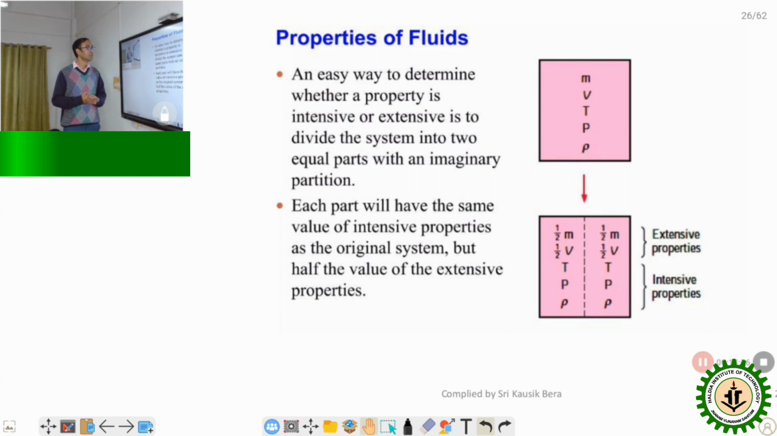Now an easy way to determine whether a property is intensive or extensive is to divide the system into two equal parts with an imaginary partition. Each part will have the same value of intensive property as the original system, but half the value of the extensive property. Suppose these are M, V, T, P, rho. So here we will have half of the extensive properties, half of M, half of V, and the intensive properties will be the same: T, pressure and density.